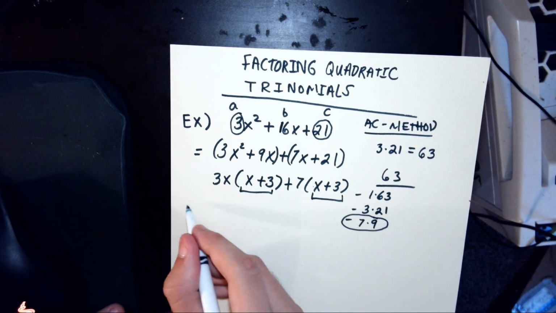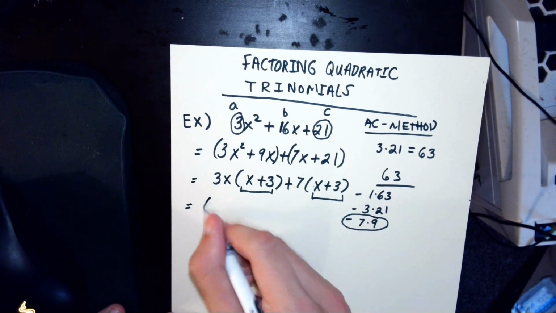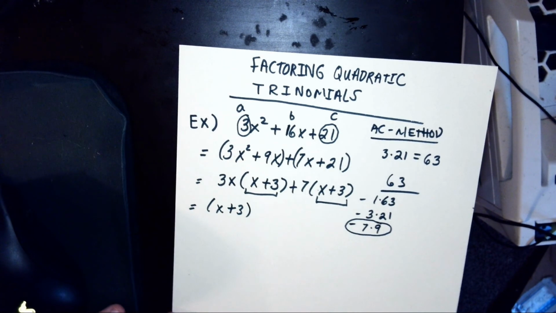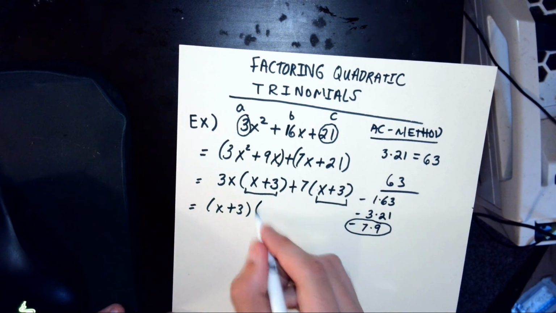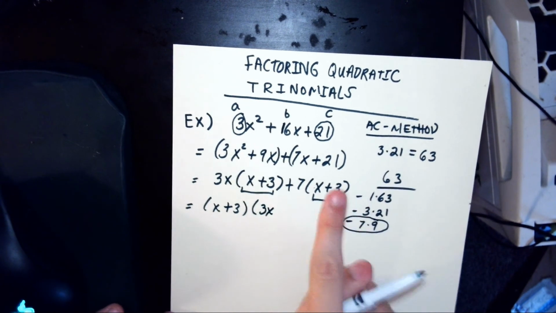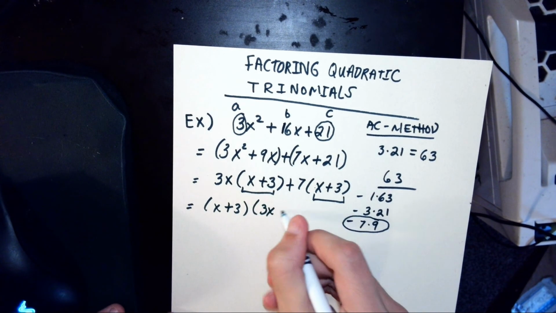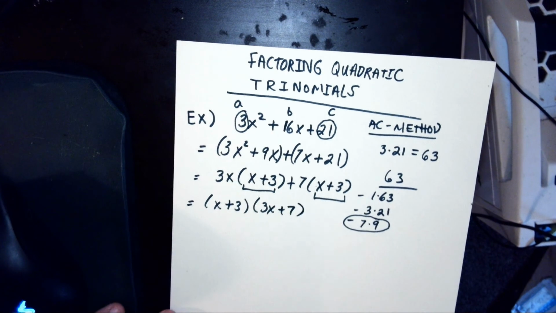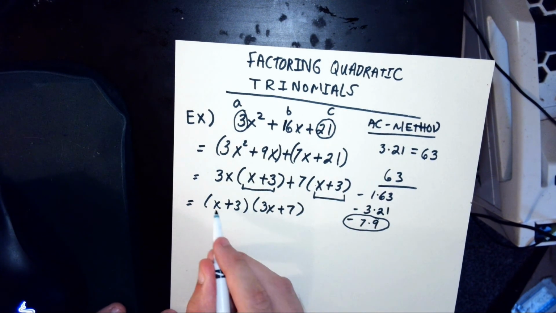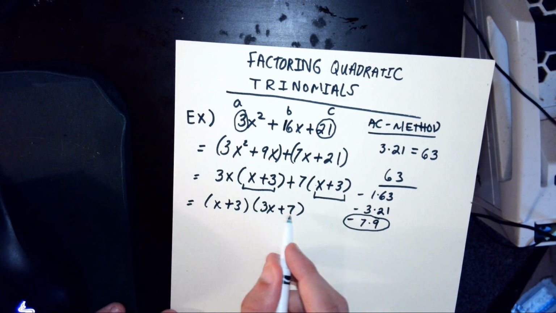Again, that's not a coincidence. We can factor that out from each of these 2 terms. So pulling that out, what you're left with is 3x plus 7. Awesome. So we started with the quadratic trinomial 3x squared plus 16x plus 21, and we factorized it as x plus 3 times 3x plus 7.